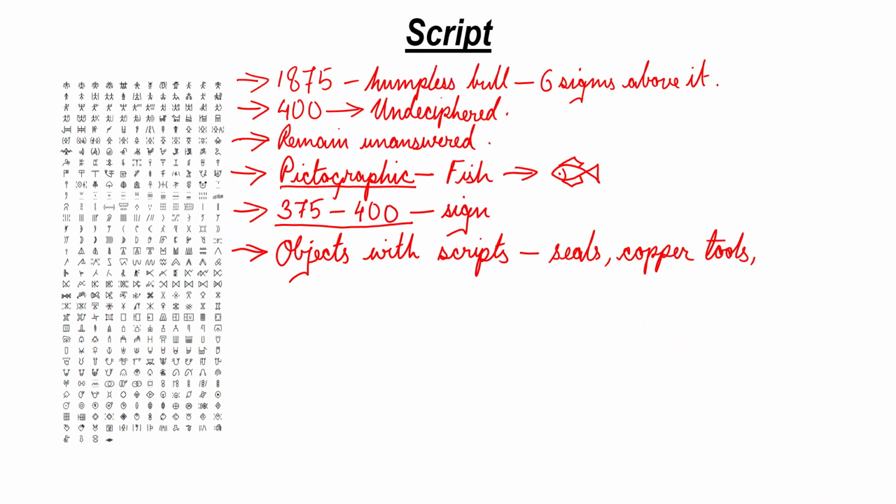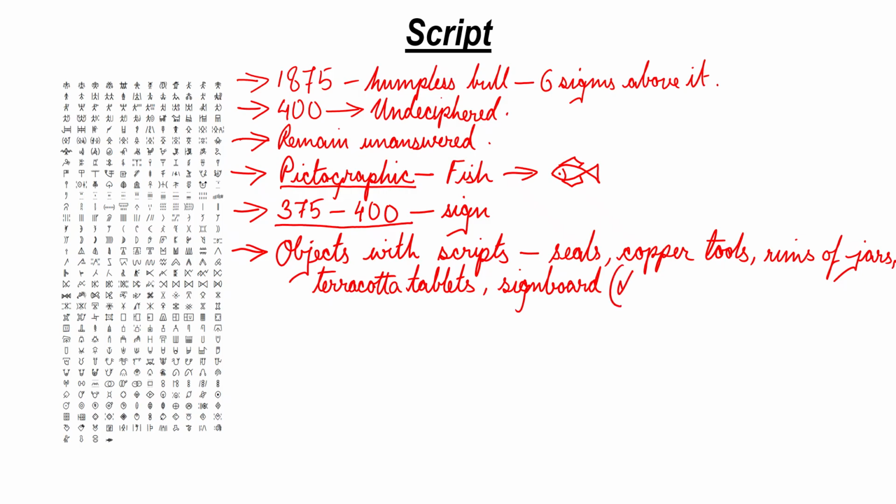Next we had the rims of jars. Then we had the terracotta tablets. Next we had the signboard. It may not be given in your book, but a signboard was found at the site of Dholavira. And what are rims of jars?